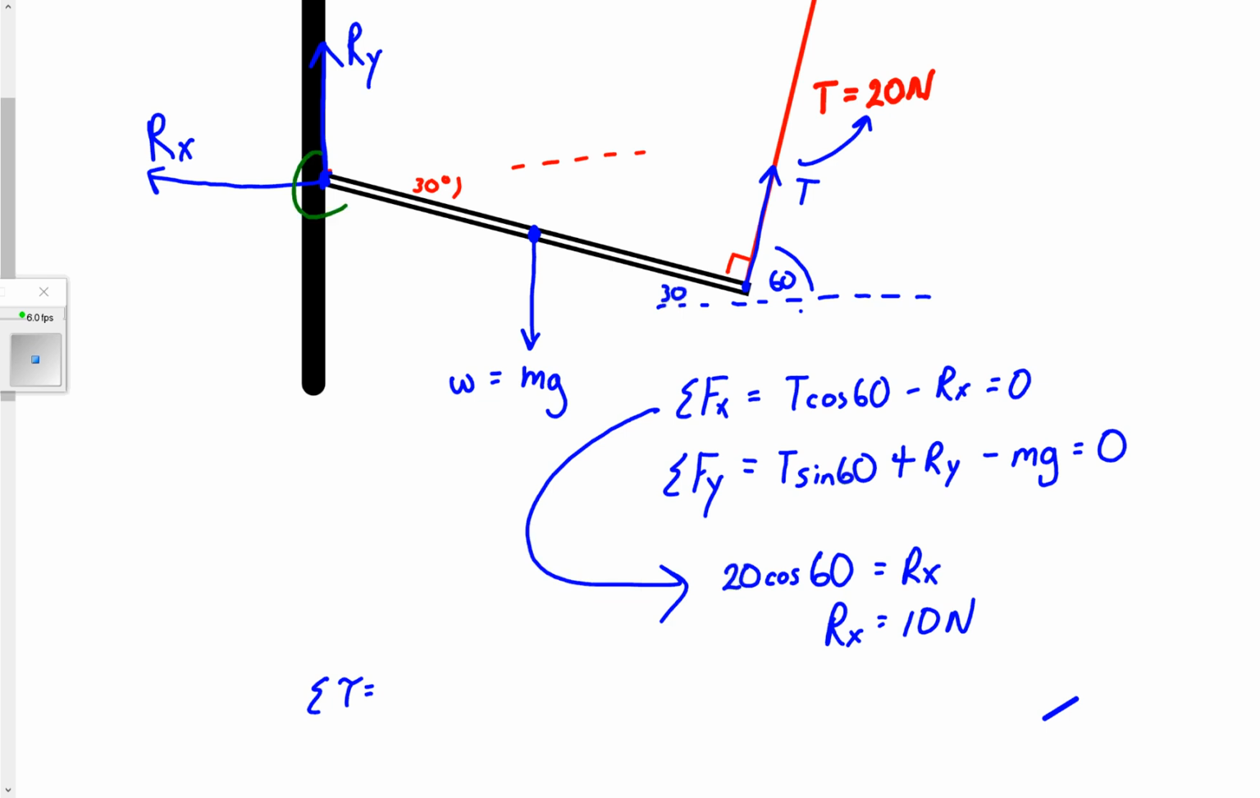I usually always pick the wall to be my pivot point, because that cancels out the Rx and the Ry. And it means I should be pretty good in this problem, but the trick is going to be this. Remember, when you're doing torques, you need to always know the angle. Well, this one's great because that one's 90 degrees. So that one's just T times the length of the beam.